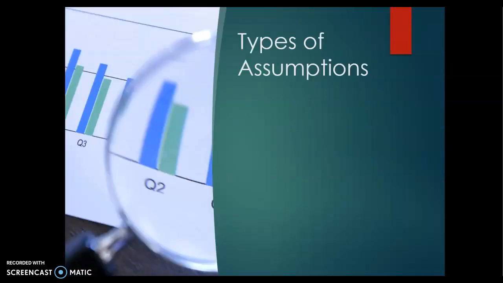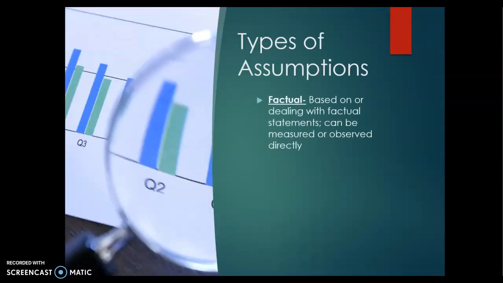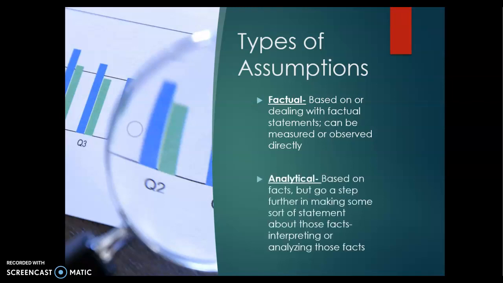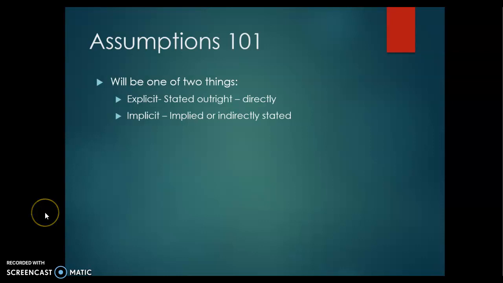There are two general types of assumptions. The first is factual, dealing with factual statements that can be measured or observed directly. The other type of assumption is analytical, or based on facts, but they go a step further because they make a statement about those facts. They interpret, analyze them, or present them in a different way or through a different lens. We'll look at two different examples of that here shortly.